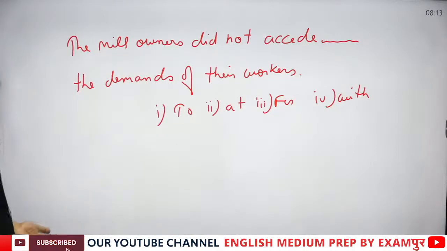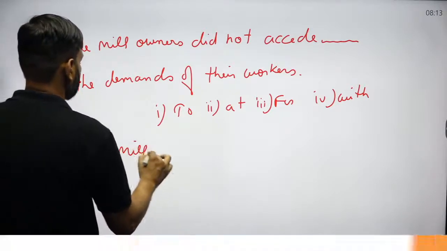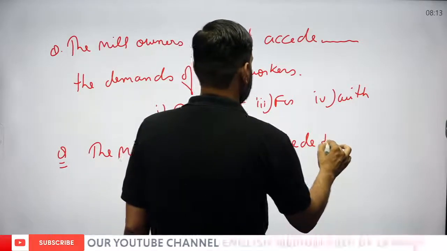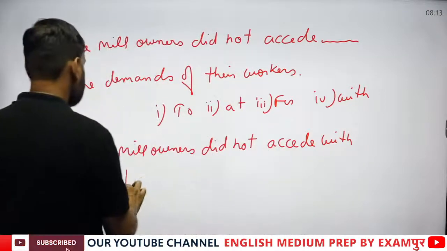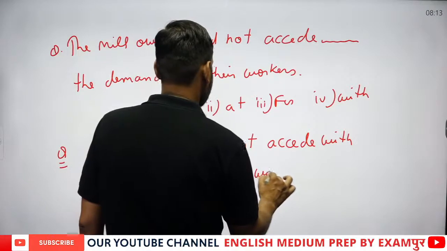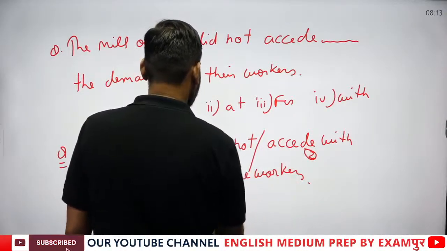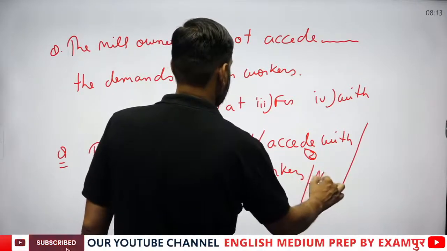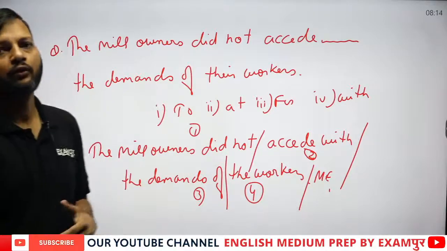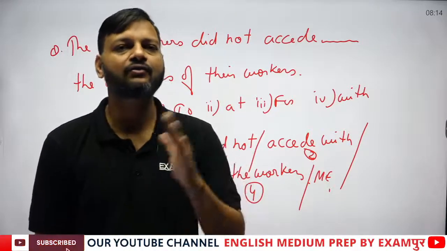Or this sentence can also be asked in the form of spotting error, right? For example, the mill owners did not accede with the demands of the workers. So this is the first part, this is the second part, this is the third part, and this is the fourth part, and the fifth part is no error. So fixed preposition can be asked not only in spotting error but also in fill in the blanks or cloze test. So here you cannot solve this question unless you have learned that accede is always followed by to.